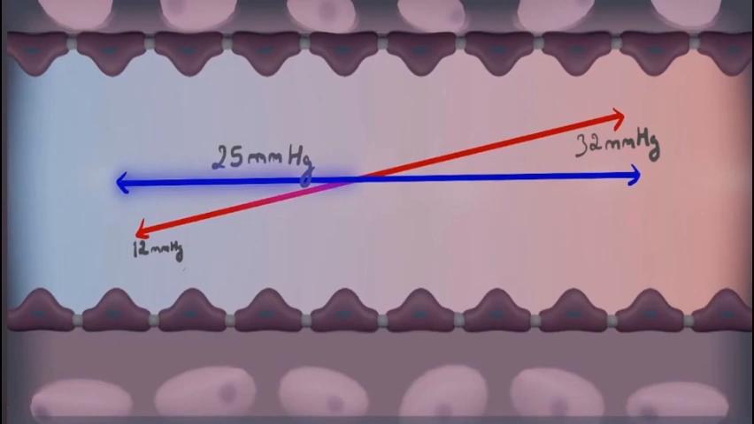We can understand this by considering this blood vessel. This is the arterial end of the blood vessel. This is the venous end, and the hydrostatic pressure is depicted by this oblique red line, which has a pressure of 32 mmHg on the arterial end, and the pressure drops on the venous end to 12 mmHg, whereas the oncotic pressure, which is depicted by the straight blue line, is constant throughout the blood vessel, which is 25 mmHg.